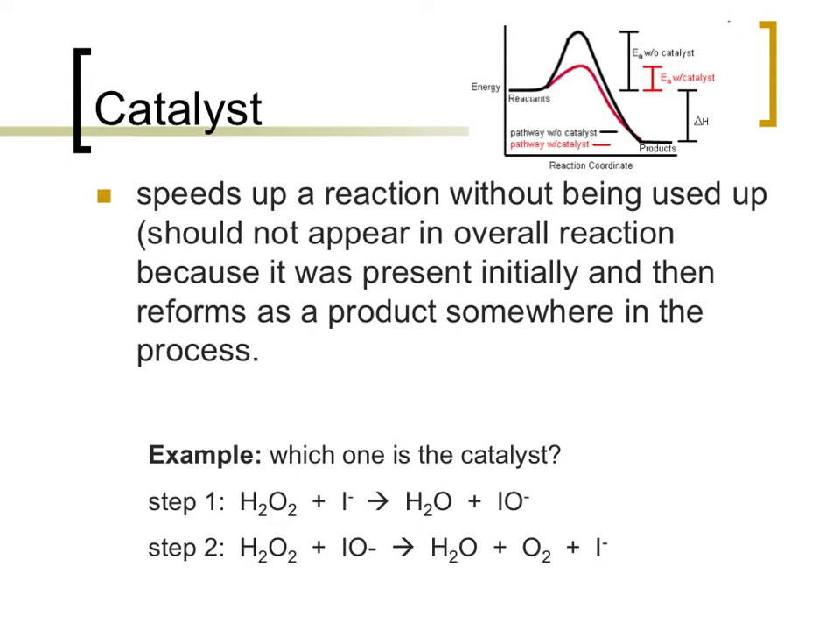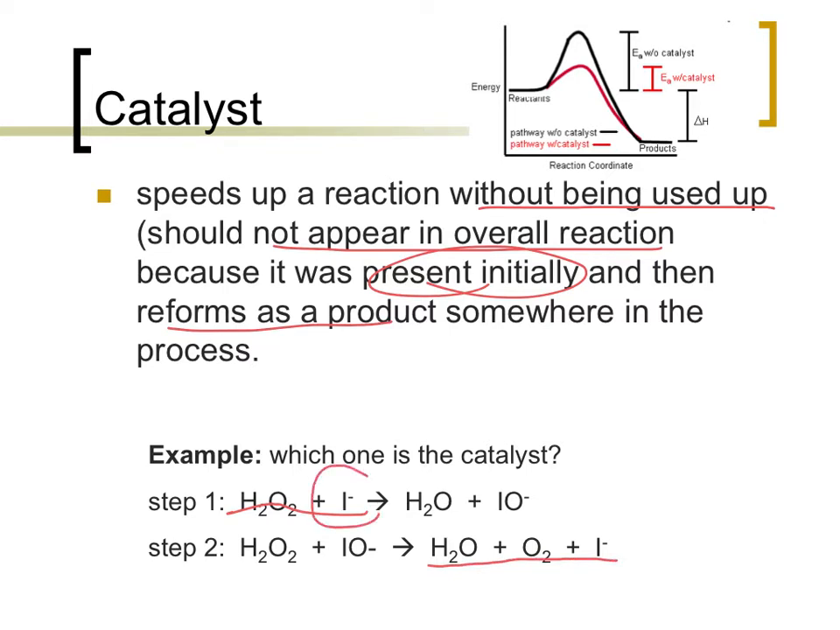Before we look at some examples, we need to go over some vocabulary. And the first is a set of words that you need to be able to identify in the reaction. So first is our catalyst. And this is a substance, a chemical, that's going to speed up the reaction without being used up. So it should never appear in the overall reaction. It's going to be present initially, so it's going to be one of our initial reactants, but then it's going to reform as a product. So it's also going to end up in the product of the final second step.